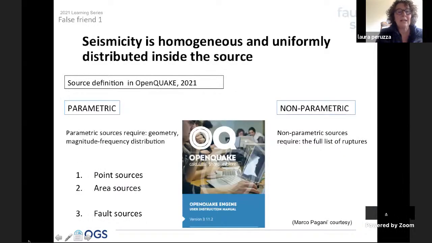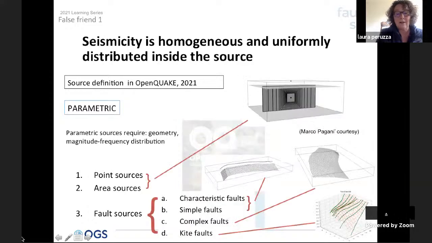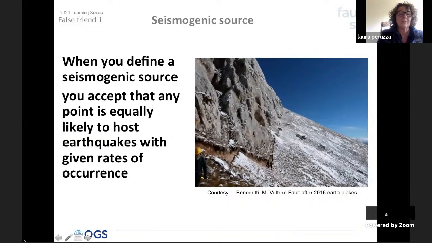Well, till the very last definition given by OpenQuake, the engine we are using right now to compute the hazard, in 2021, that subdivided sources into parametric and non-parametric sources. And between the parametric, when you are dealing with area and fault sources, the assumptions are usually always the same. Seismicity is homogeneous and uniformly distributed inside the sources. When we define seismogenic sources, we have to accept that any point inside it is equally likely to host earthquakes with a given occurrence rate, in contrast with those who go into the field and try to detect lateral variation of something, for example, along a fault. The image here is the Monte Vettore fault after the 2016 earthquakes, photo provided by Lucilla Benedetti. When we define a seismic source, we accept this assumption.